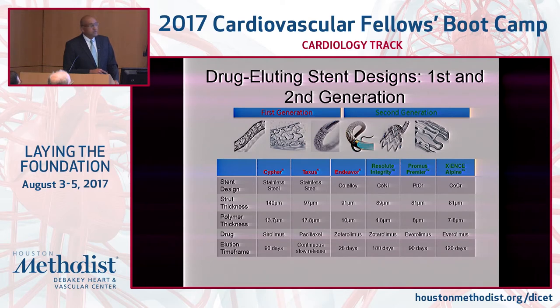Polymer thickness, which is used to coat the stent to deliver the drug, all said and done, has also been reduced significantly. The drug of choice has moved away from paclitaxel to more of an everolimus. Not that these are bad drugs, but these are probably what is standard of care right now. And the elution time frame, we will always debate for years as to what is the perfect time. I think we have learned that more than 3 to 6 months is kind of unnecessary at this point.